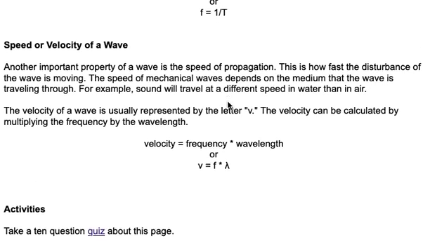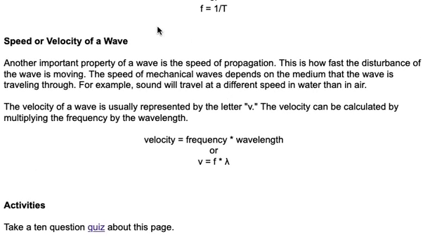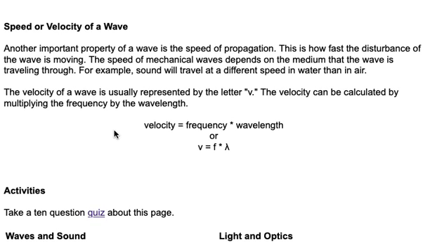The speed or velocity of a wave, this is something we'll be doing together as a class, and you'll be actually required to know. So another important property of a wave is the speed of propagation. This is how fast the disturbance of the wave is moving. The speed of mechanical waves depends on the medium that the wave is traveling through. For example, sound will travel at a different speed in water than in air. It will be slower because water is more dense than air.